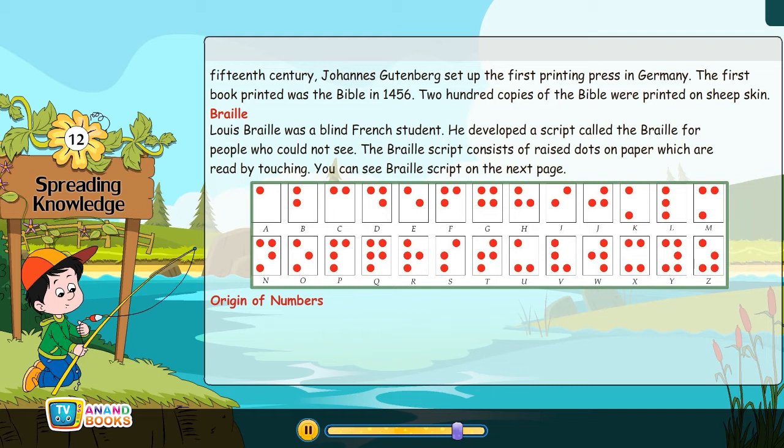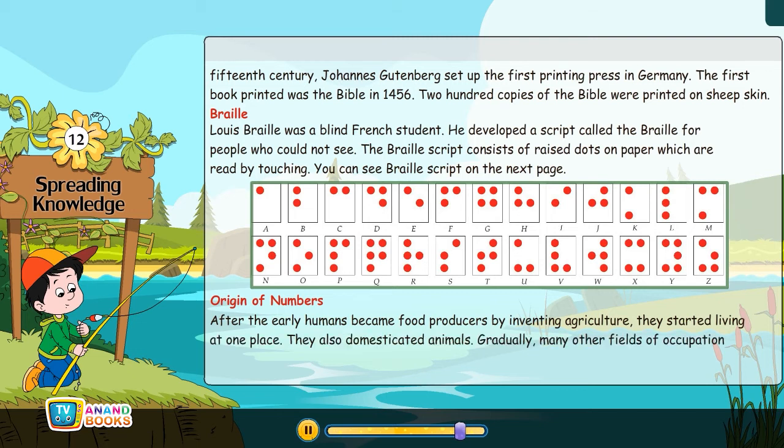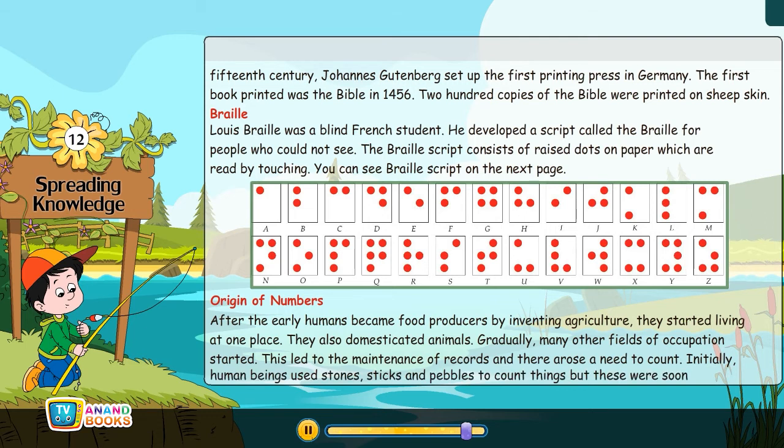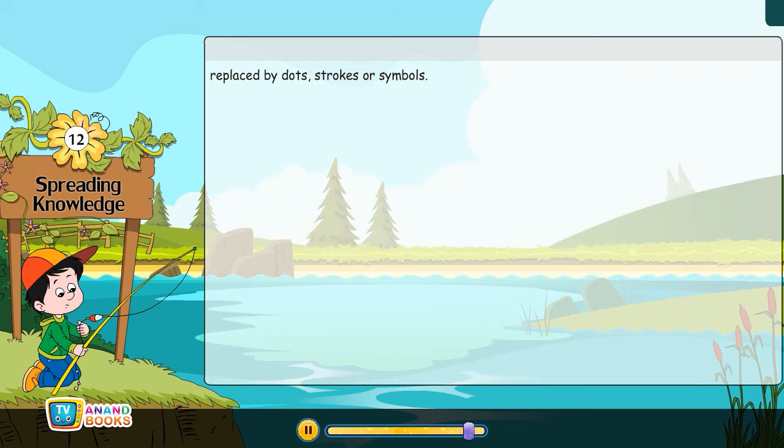Origin of numbers. After the early humans became producers by inventing agriculture, they started living at one place. They also domesticated animals. Gradually, many other fields of occupation started. This led to the maintenance of records, and there arose a need to count. Initially, human beings used stones, sticks, and pebbles to count things, but these were soon replaced by dots, strokes, or symbols.